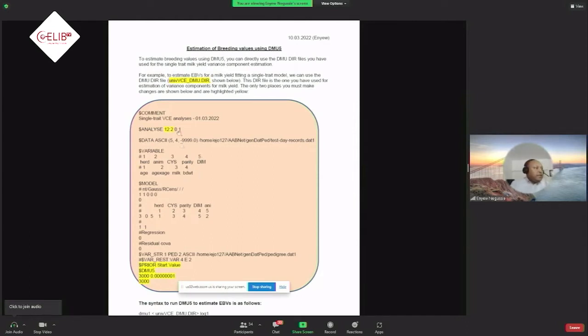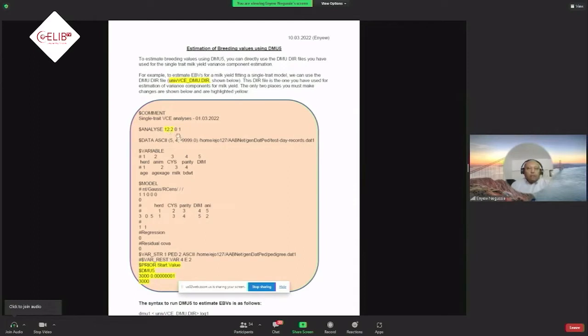Okay, here, if you want to do this exercise, while I'm doing this, you can copy this part and paste it somewhere in your directories, and you already have the directive file for estimating breeding values. Change the paths for where you have your data and the paths for the pedigree. The only thing you have to change is that you have to tell DMU on the third row what kind of analysis you are doing. If you look in your manuals, it is clearly written.